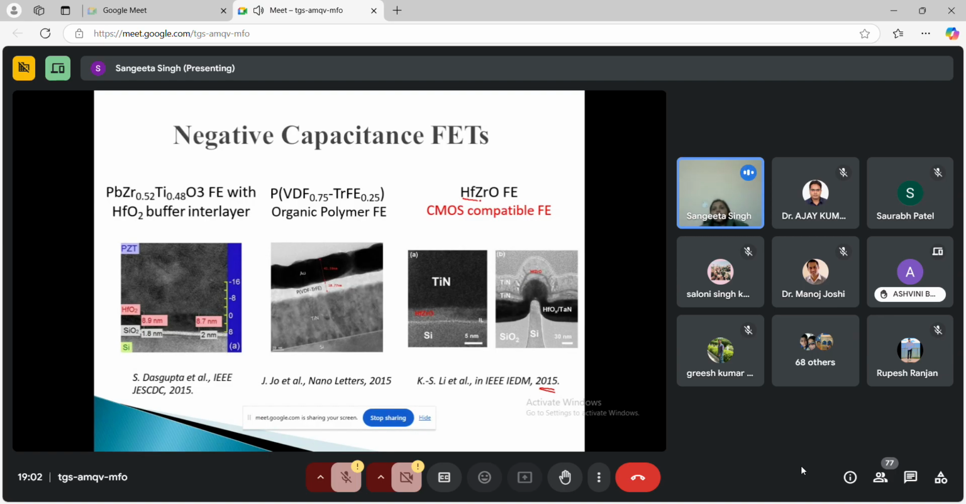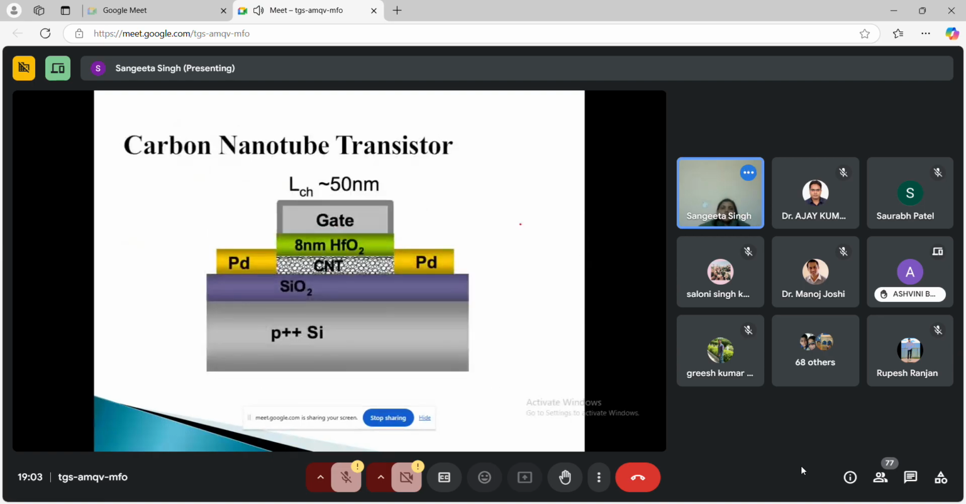Hafnium zirconium oxide, or organic polymer like PVDF, or lead zirconium titanate. Lead zirconium titanate is also a ferroelectric material. There are three ferroelectric materials that are not only simulated, this is reported experimentally also. People have experimentally made it and reported that these three materials can be used for negative capacitance FET.